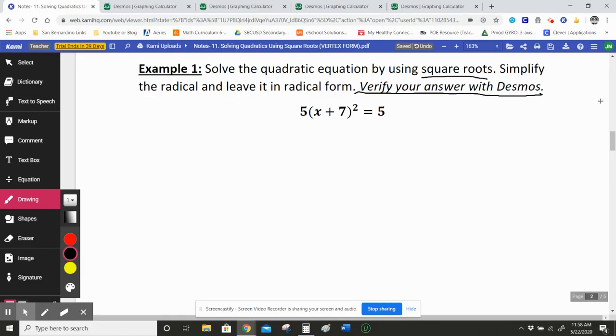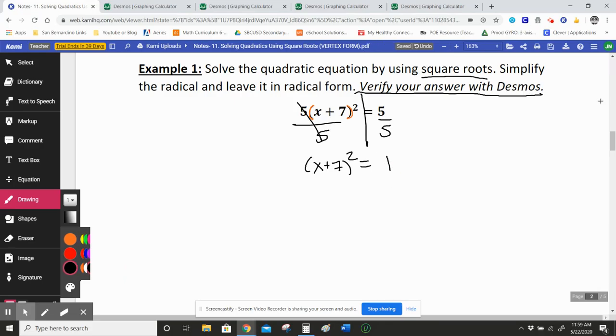Okay, so the first example, if I want to get the parentheses by itself, remember that's the first step. We want to get the parentheses by itself. Same exact thing as the emoji problem, right? All I have to do is divide by 5 on both sides. So draw the wall, divide by 5, divide by 5. This cancels out. I'm going to be getting as my simplified answer, x plus 7 squared is equal to 1.